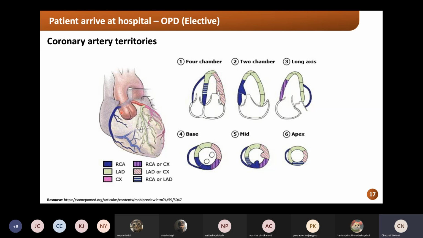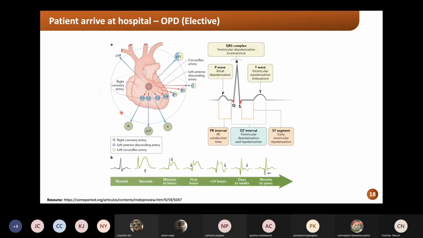On the other hand, the left circumflex will serve the lateral part of the left ventricle. And here is the electrical axis. I would like to show you about the ECG attachment.